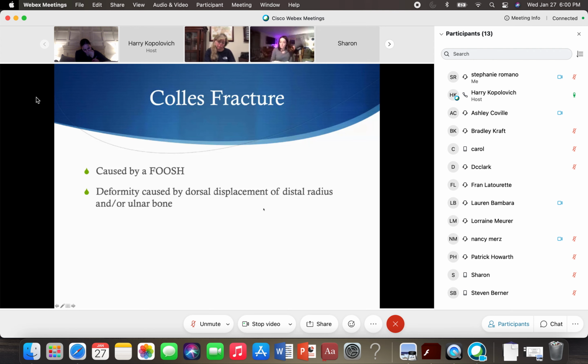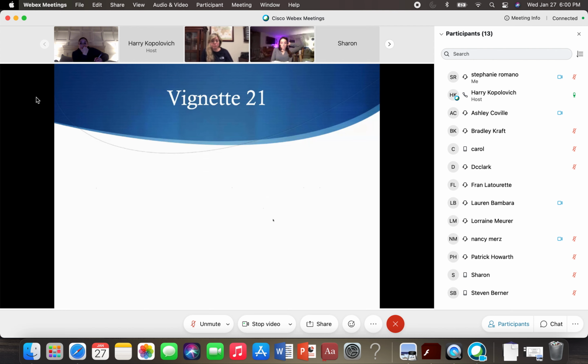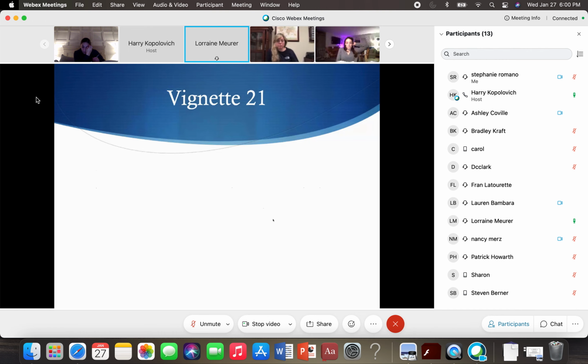Again, caused by falling on an outstretched hand, and deformity is caused by dorsal displacement of the distal radius and/or the ulnar bone. There's a historic classification for Colles fractures. It's called the Frykman classification. It is not uncommon to have both a radial and an ulnar fracture at the same time. It occurs in probably about 40% of all cases. All right. Move on to the next case.